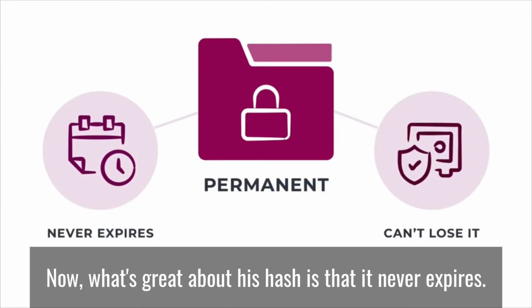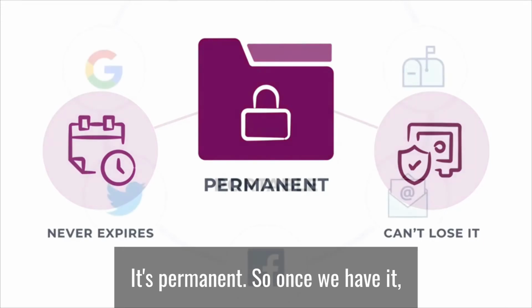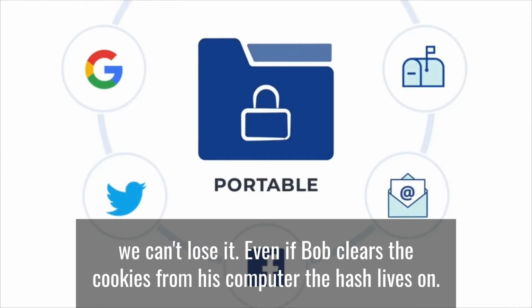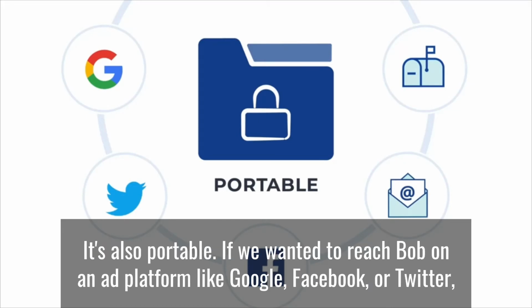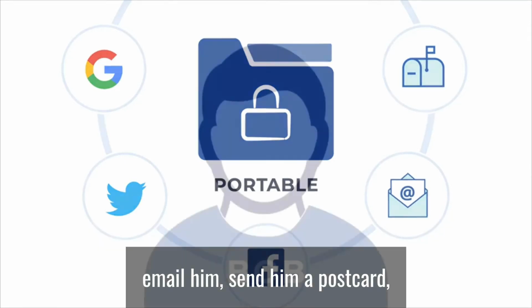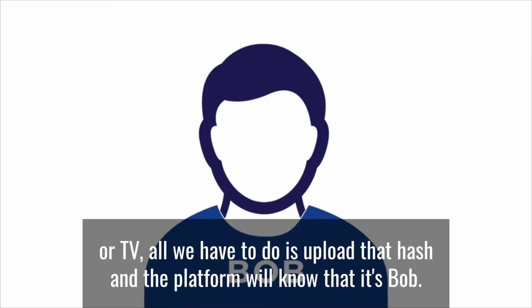Now, what's great about this hash is that it never expires. It's permanent. So once we have it, we can't lose it. Even if Bob clears the cookies from his computer, the hash lives on. It's also portable. If we wanted to reach Bob on an ad platform like Google, Facebook, or Twitter, email him, send him a postcard, or even reach him on radio or TV, all we have to do is upload that hash, and the platform will know that it's Bob.